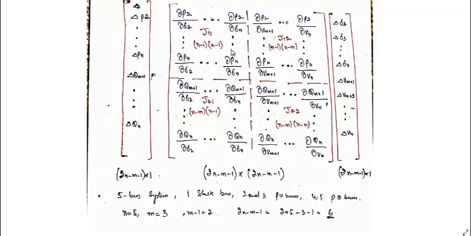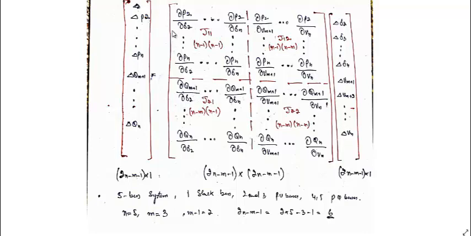So these elements can then be found by simply differentiating these equations with respect to the variables. For example, the first row will be the derivative of the real power at bus 2 with respect to all variables, that is all deltas and all voltages. Similarly, this row will be the derivative of the reactive power at bus m plus 1 with respect to all variables.